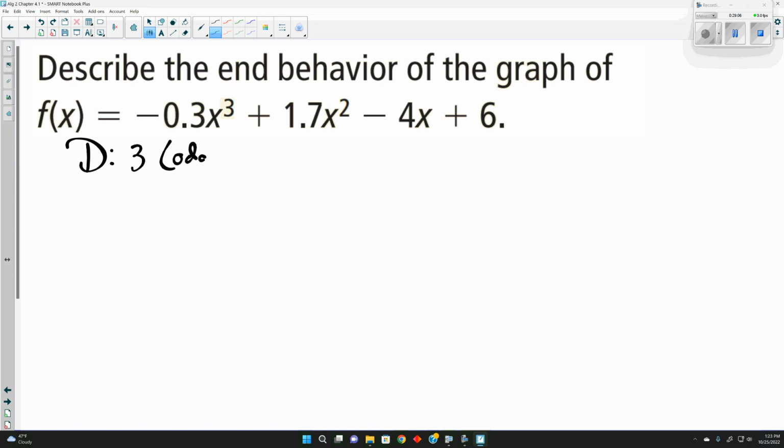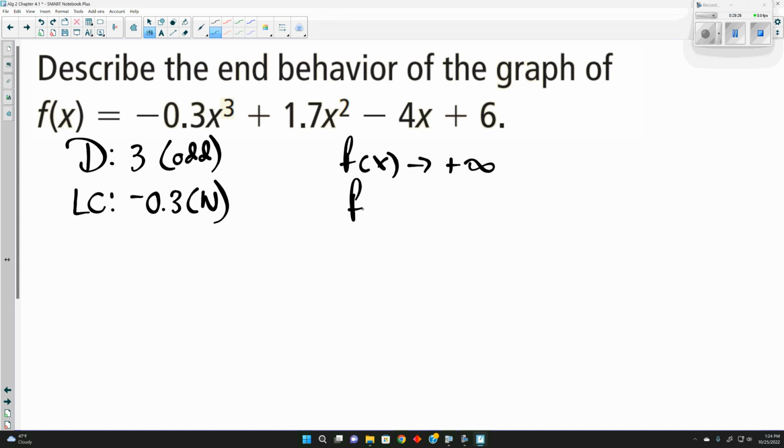Which is odd. Leading coefficient is, so again we have, now with odd, they always end up going in opposite directions. So what you could do is start off by saying f of x approaches positive infinity and f of x approaches negative infinity, because we know those are going to go in opposite directions. As x approaches, now again, I just threw down f of x approaches positive infinity, f of x approaches negative infinity.